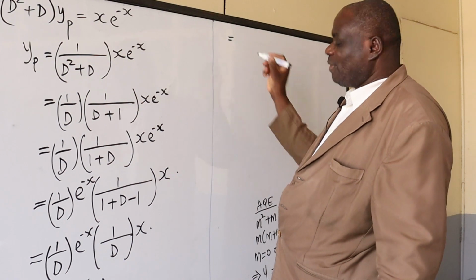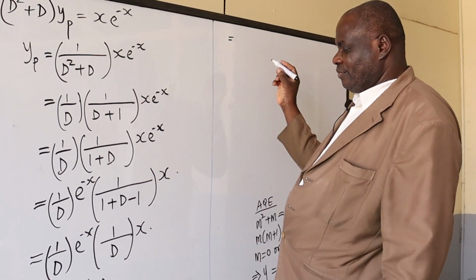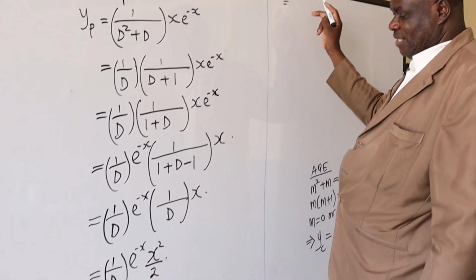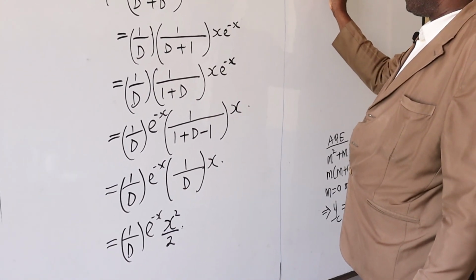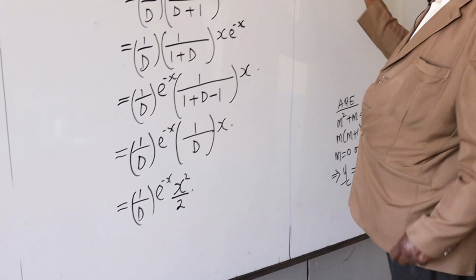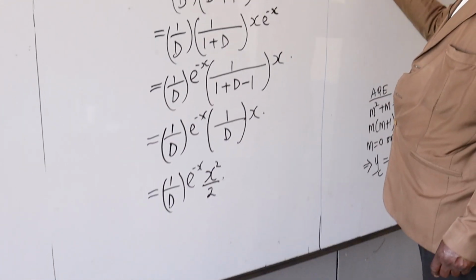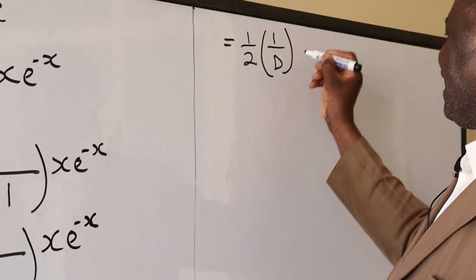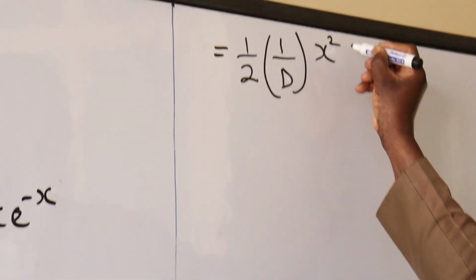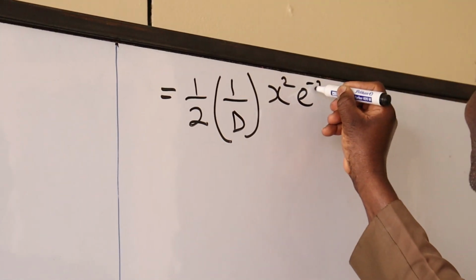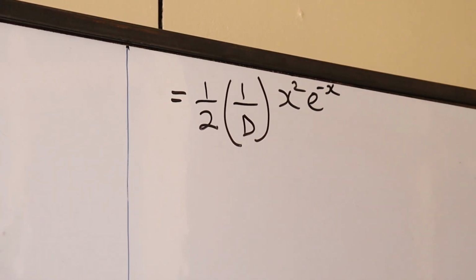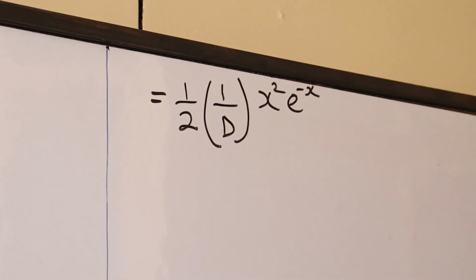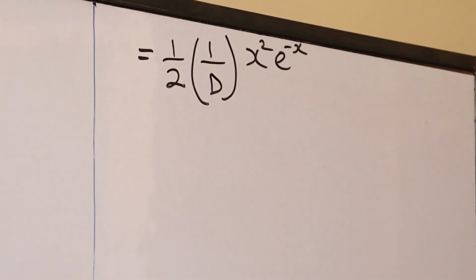Which will be equal to, now x squared all over 2. A half is a constant, it can move out, so it passes the operator. So we have 1 all over D, now multiplying x squared e power minus what? Minus x. 1 over D multiplying x squared e power minus x.